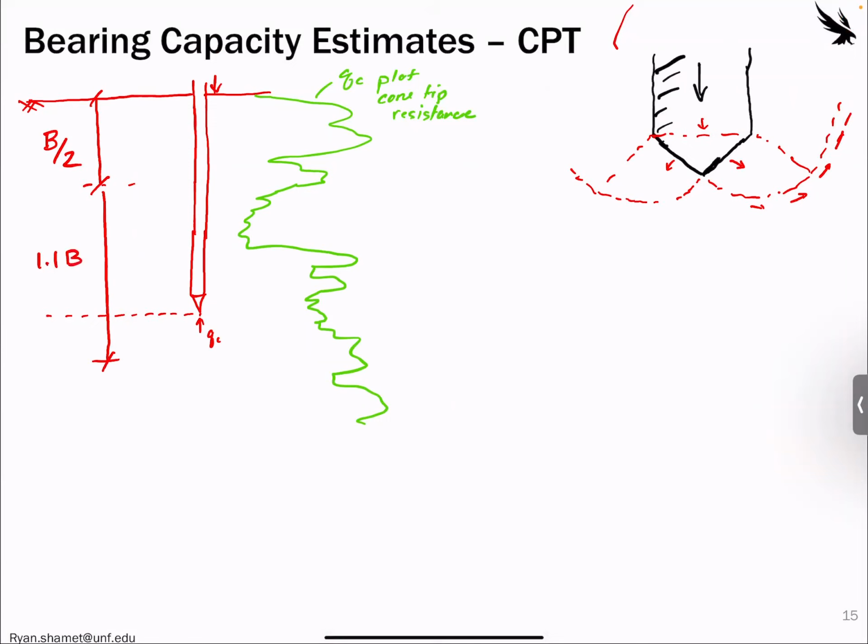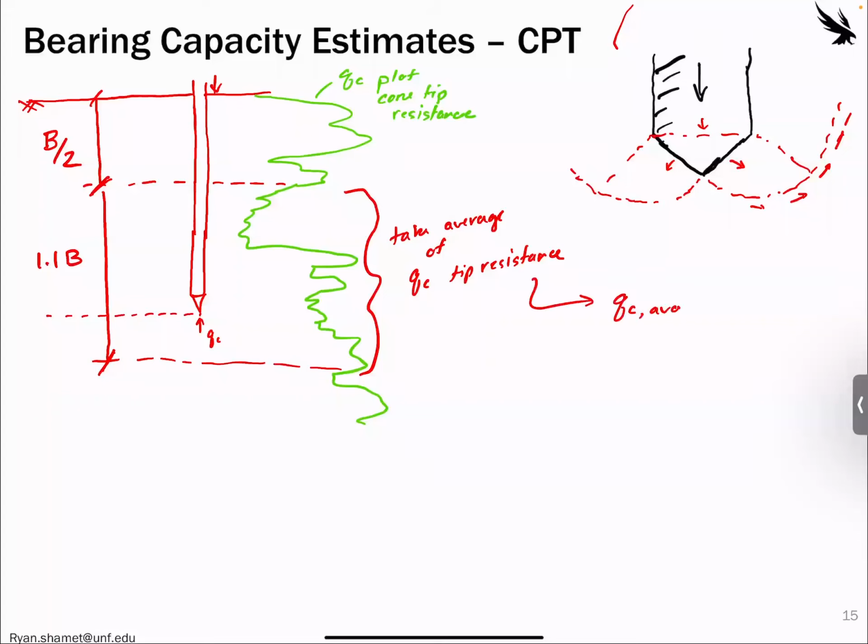So this range of CPT data here would be what we took the average of. This is the range that we care about. So within this range, that would be where we take the average of qc, the tip resistance. This would be qc average across this depth. So it's dependent on the width of the footing.